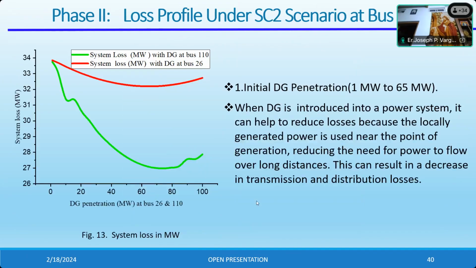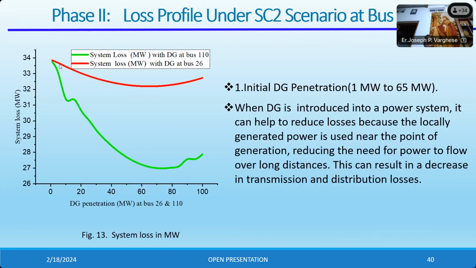And this is the comparison of the Cochin International Airport, that is CIAL bus 26, and our optimal bus 110. We know that here the loss is very high.